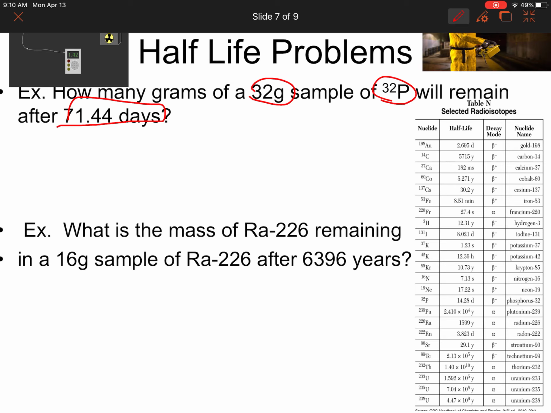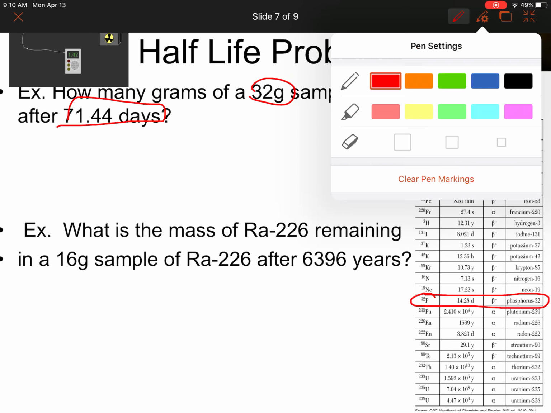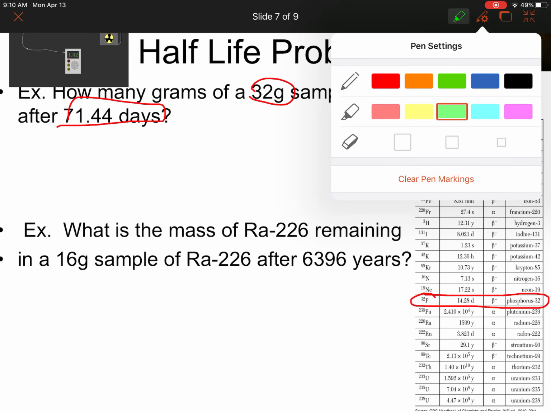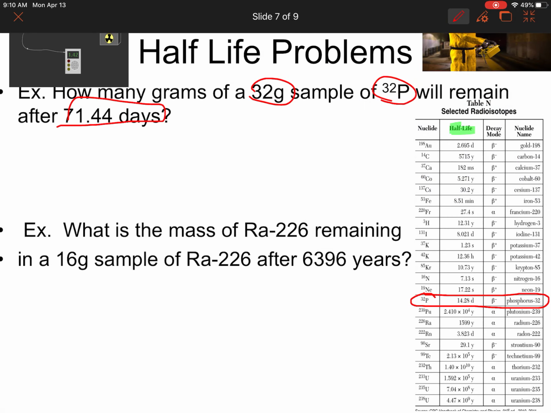Well, let's scour Table N and look for it. There it is. That is P-32. And look, this over here is a half-life. Oh, sorry. This over here is a half-life, right? So here's your half-life column. So let's go back to P-32. The half-life says here 14.28 days. So what's the total time they gave us here? Well, 71.44, because the larger number always goes on top.